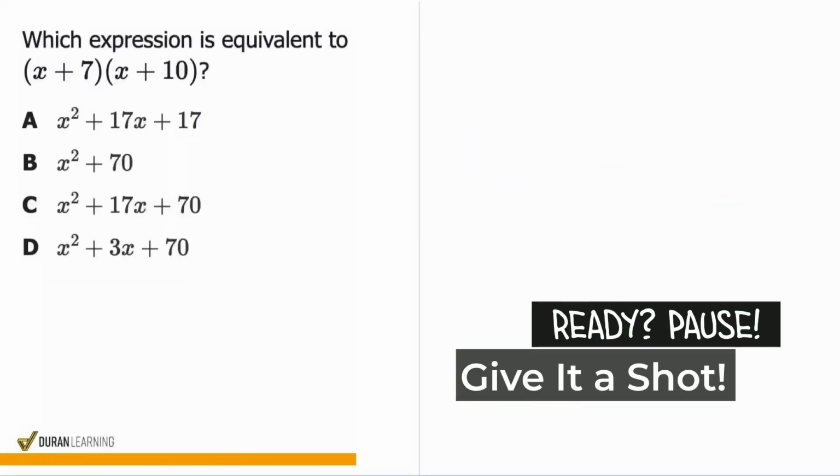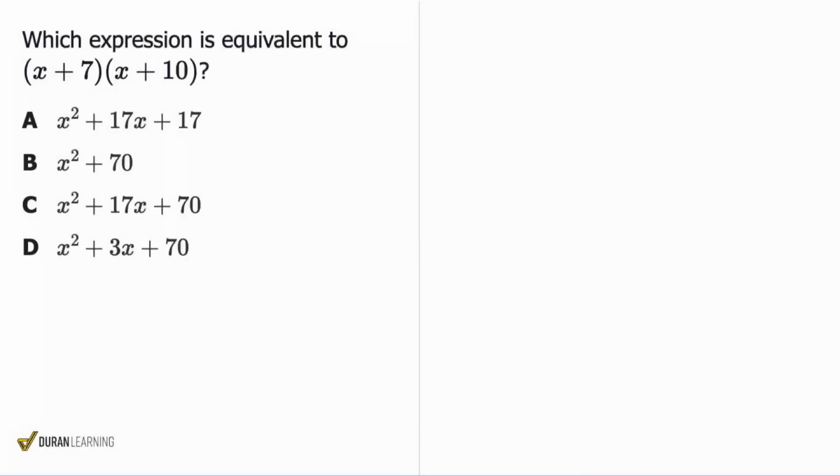All right, so up next we have which expression is equivalent to x plus 7 multiplied by x plus 10. And again, I said multiply because when we don't have an operator clearly shown between two parentheses or two groups, that is multiplication, everybody. In the same way that if, let's say, we had a 7 in front of an x, that's multiplication, even though we don't explicitly see a multiplication operator between 7 and x.